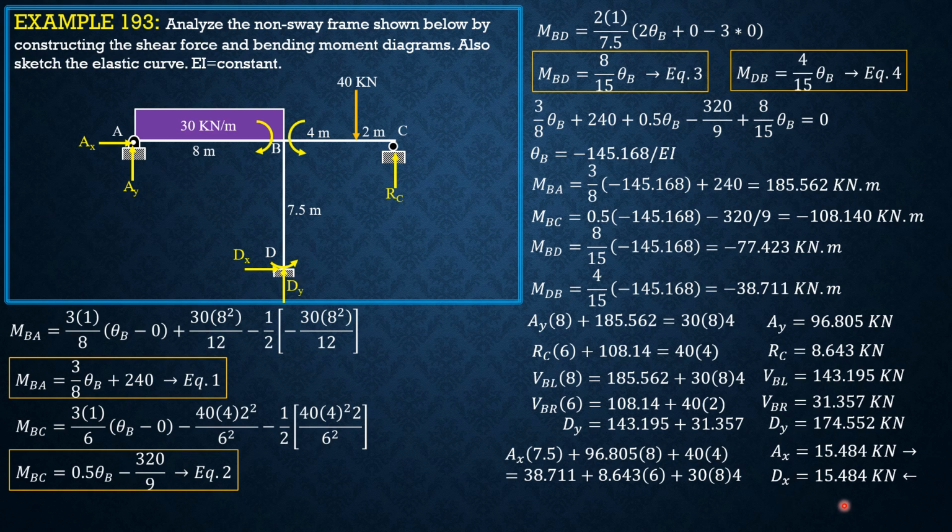So that is, you add these moments, 77.423 and 38.711, divide it by 7.5, and you'll get 15.484 kilonewtons. So that's the other way of computing dx. So we now put these values on the next slide so that we can construct the shear moment diagrams.